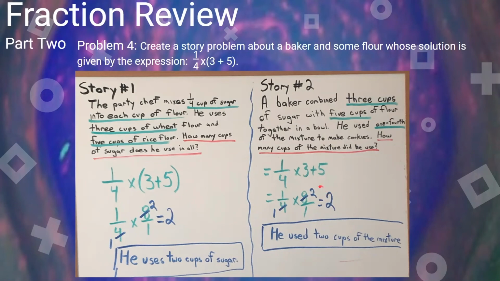So what do we get? We get 1/4 multiplied by 8/1, and it gives us a total of 2 again. This time our answer, though, is he used 2 cups of the entire mixture. Just 2 different ways to solve the same problem, and hopefully this problem helps you work a little bit on thinking in the reverse way to try and solve some of these problems when you look at it.